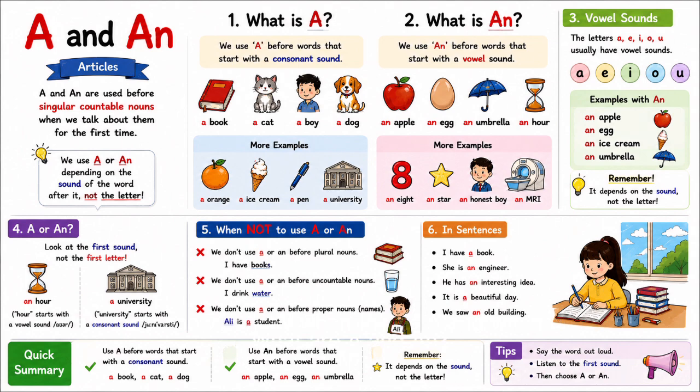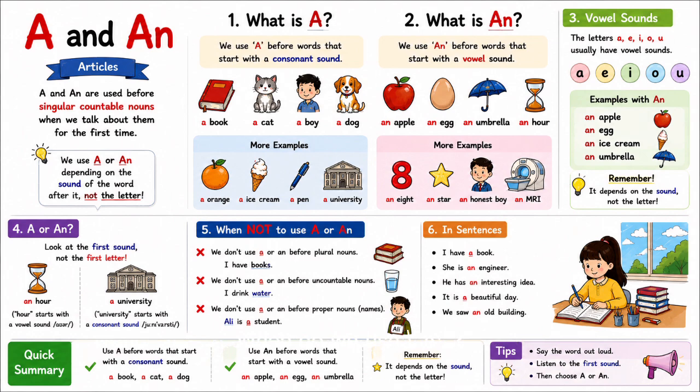What are a and an? A and an are called articles. We use them before a singular countable noun. That means we use a or an before the name of one person, one animal, one place, or one thing. For example, a book, a cat, an apple, an egg. Notice that a and an always come before the noun.